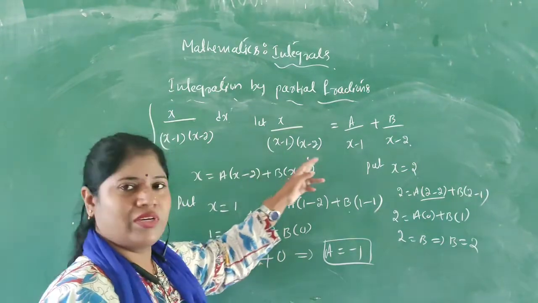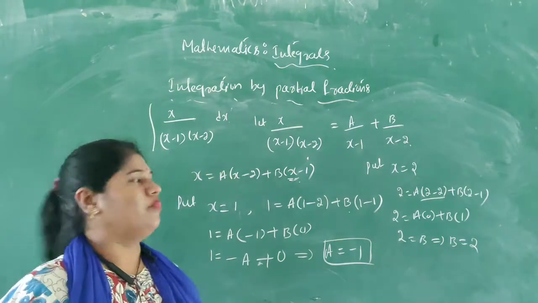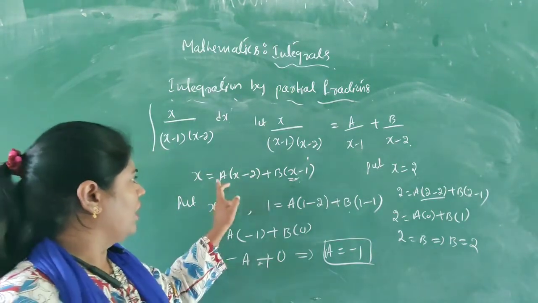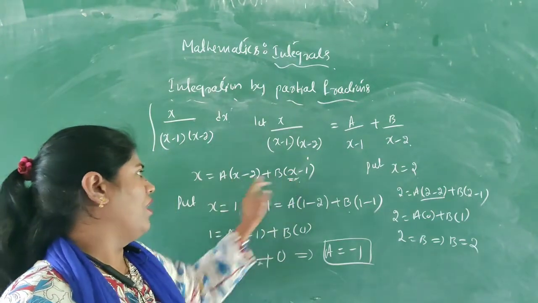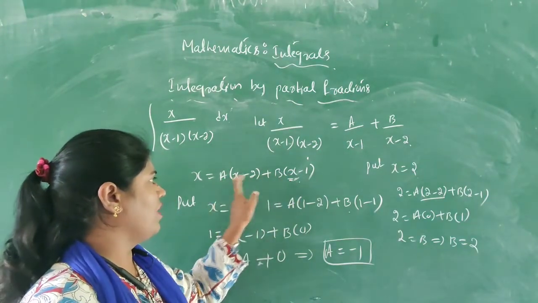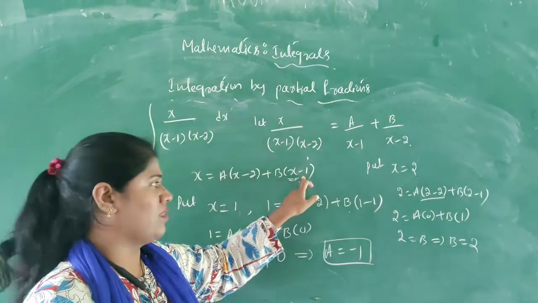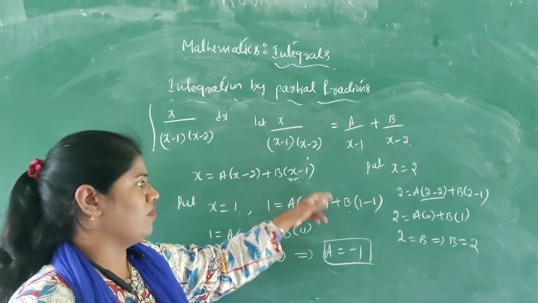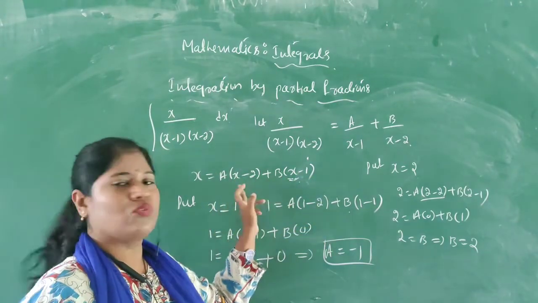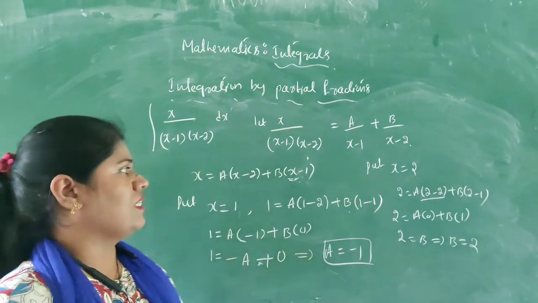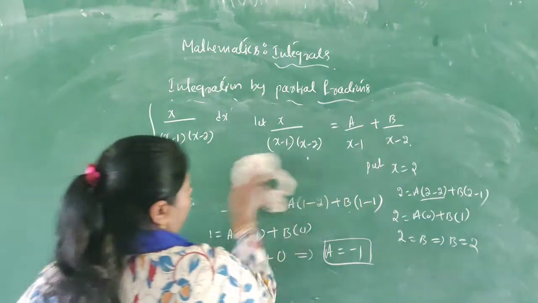This one is A divided by x minus a plus B divided by x minus b form. So after that, get the value of A and the value of B. It is very easy, okay? If you want the value of A, it has to be 0, no? Here already minus 1 is there, plus 1. Plus 1 minus 1 is 0. So similarly, if we substitute x is equal to 2, this is going to be 0. So we will get the A and B values. So substitute in the equation.